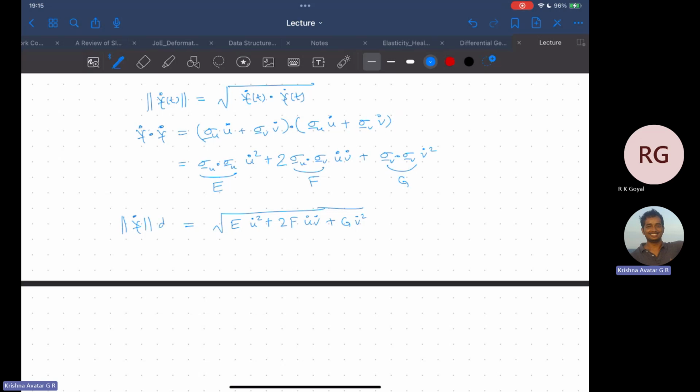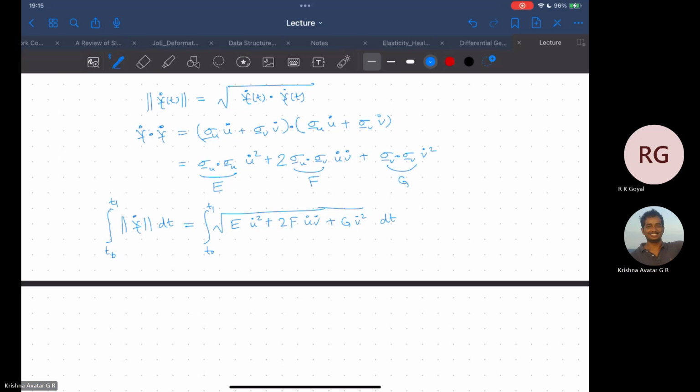And then multiply both sides by dt. So dt, right? And then integrate it over t naught to t1. And this gives us the length of the curve which is lying in the surface.